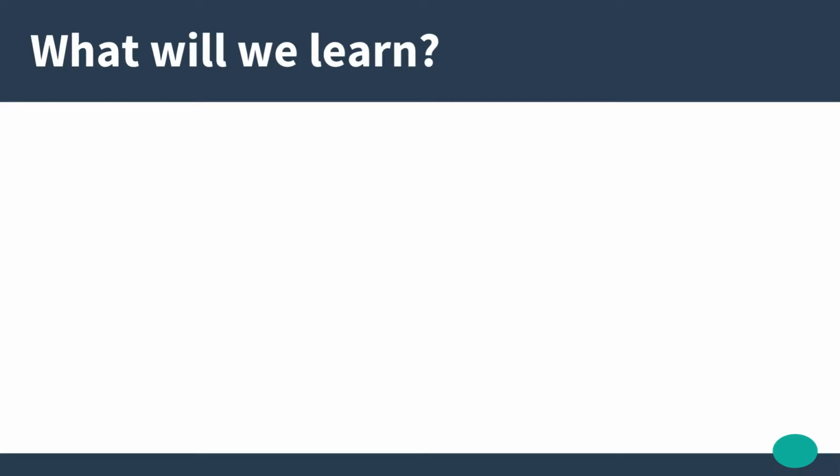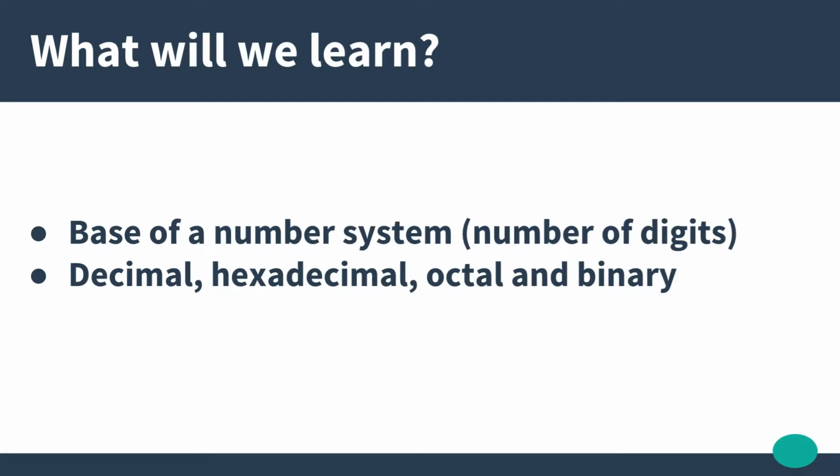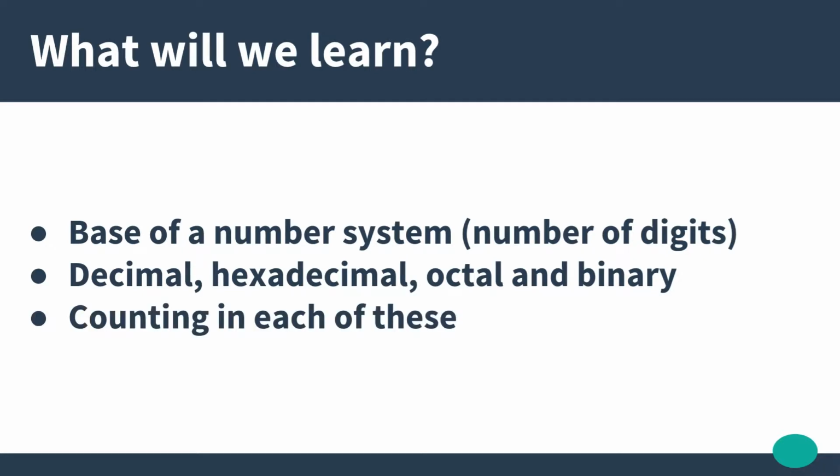In this video, I'll cover the concept of a number system's base, or the number of symbols called digits which are available to put in each position, the specific cases of decimal, hexadecimal, octal, and binary, and a little bit of counting in each of these to show the workings of them. Remember that each of these systems are positional number systems.